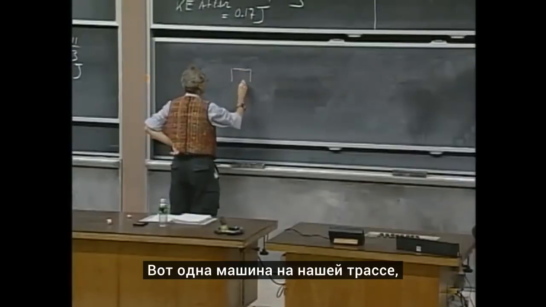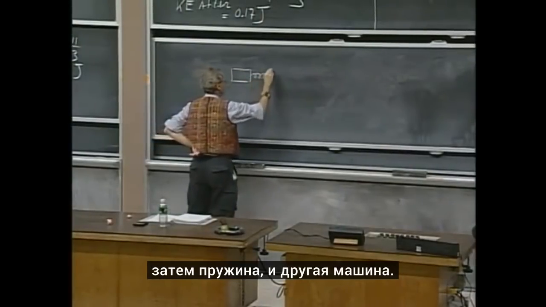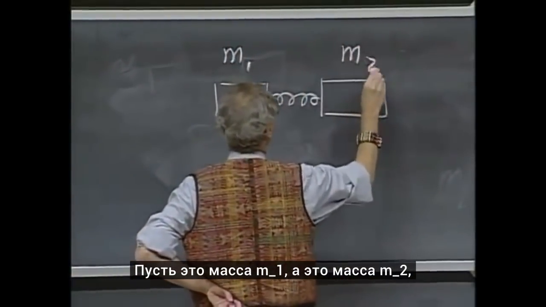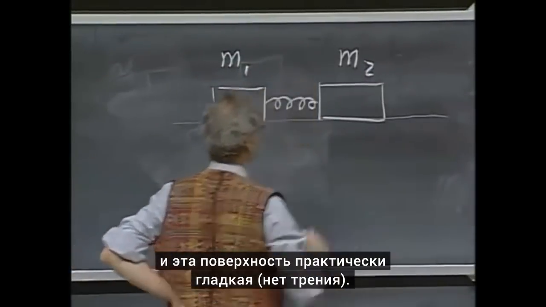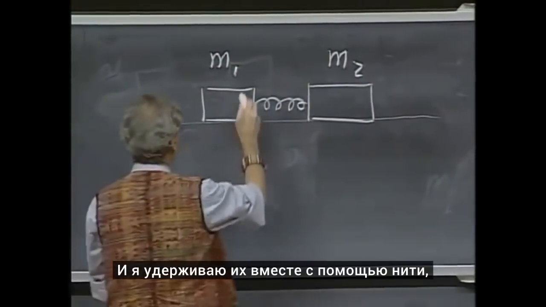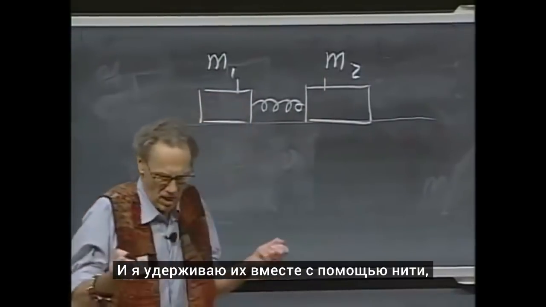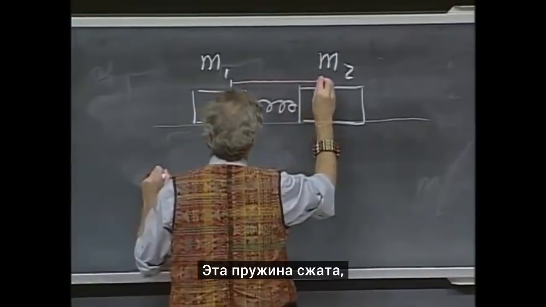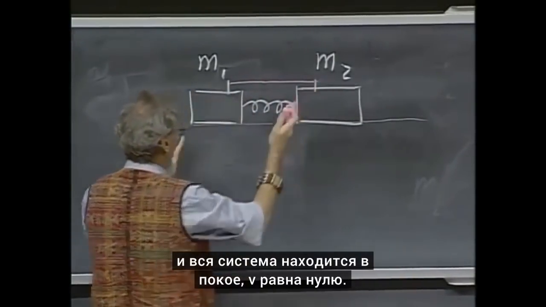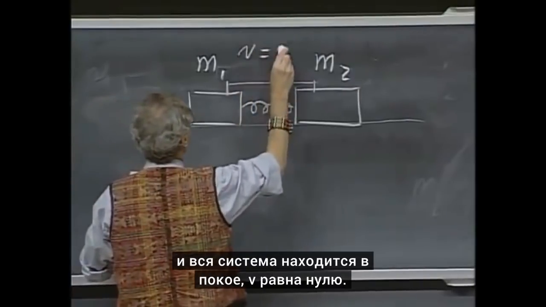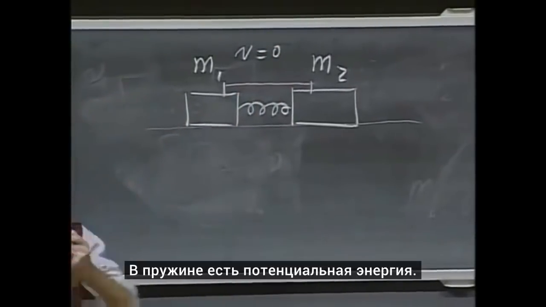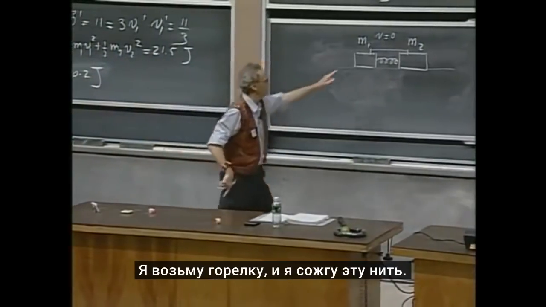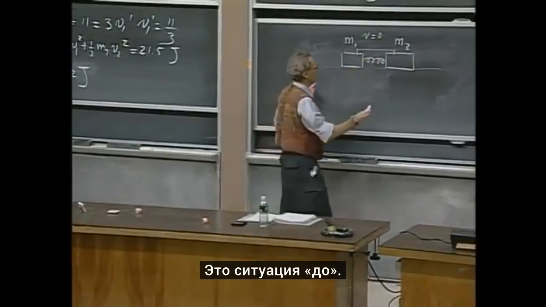So here is one car on the air track, then there is a spring, and there's another car. Let this mass be m1 and this mass be m2, and this surface is nearly frictionless. I hold them together with a string so that I can pull the spring in. So this spring is compressed, and the whole system is at rest, V equals 0. So there is potential energy in that spring. I take a burner, and I burn away this thread. This is the situation before.